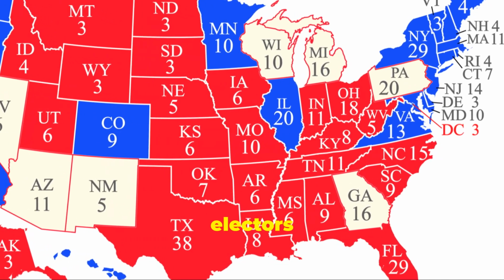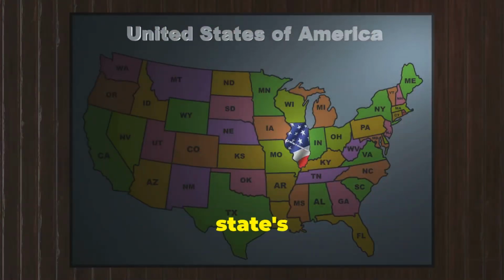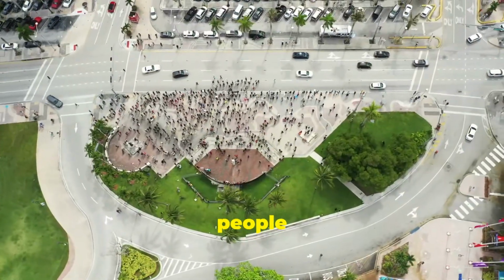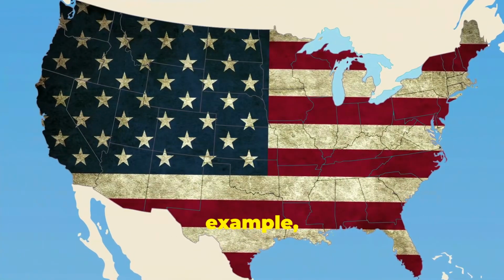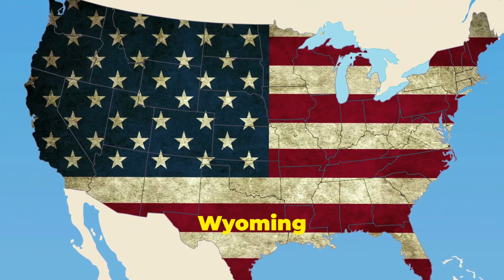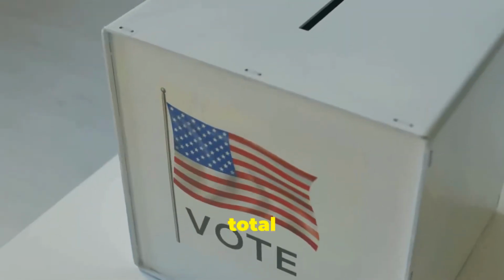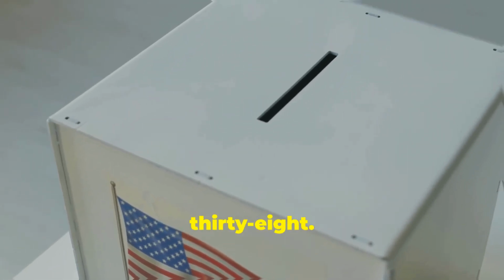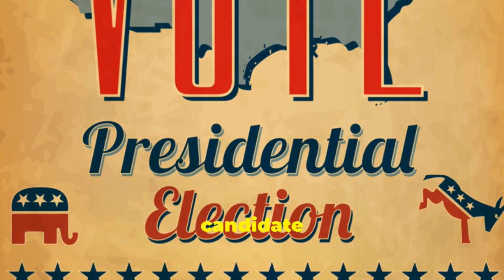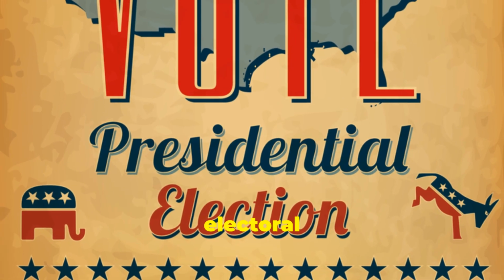So, how many electors does each state get? Well, it depends on the state's population. Bigger states with more people get more electors. For example, California has a lot of electors, while Wyoming has just a few. The total number of electors is 538. To become president, a candidate needs to win at least 270 electoral votes.